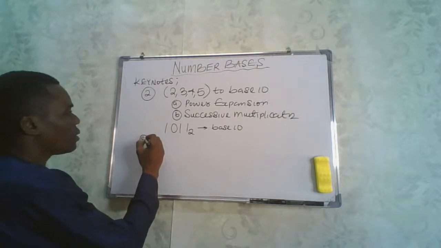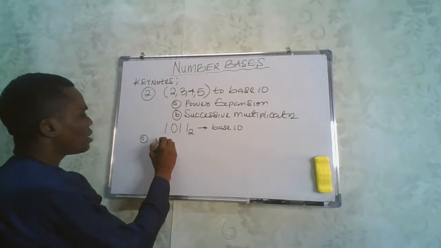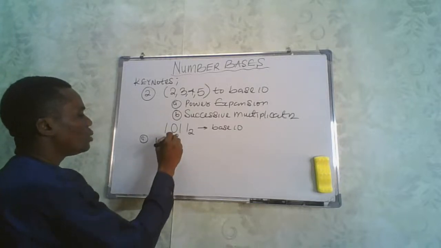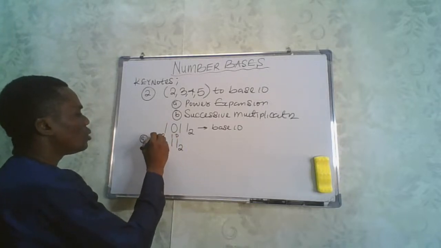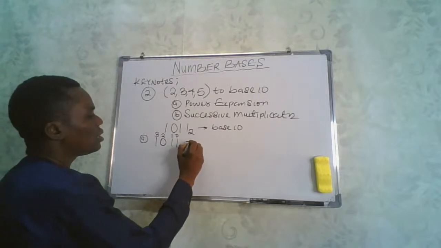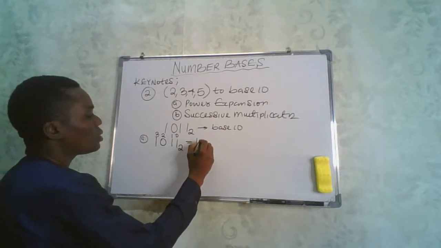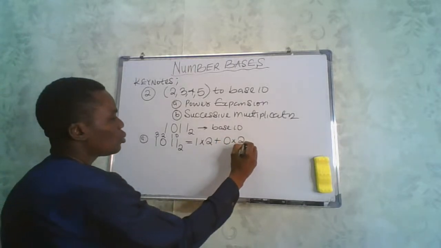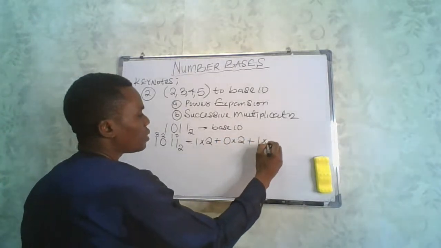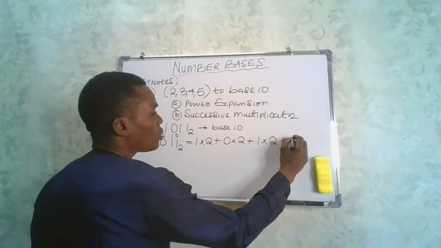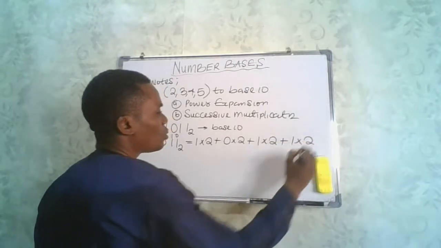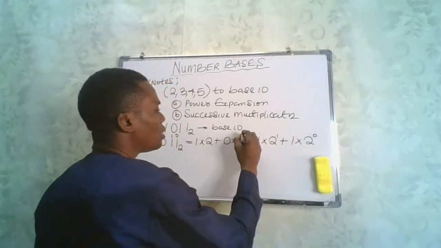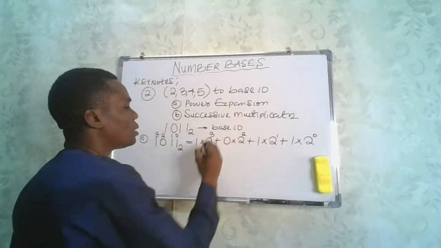We are given 1, 0, 1, 1 in base 2. We number this to be 0, this to be 1, this to be 2, and this to be 3. This is going to give us 1 multiplied by 2, plus 0 multiplied by 2, plus 1 multiplied by 2, plus 1 multiplied by 2. And recall, the powers are 0, 1, 2, and 3.